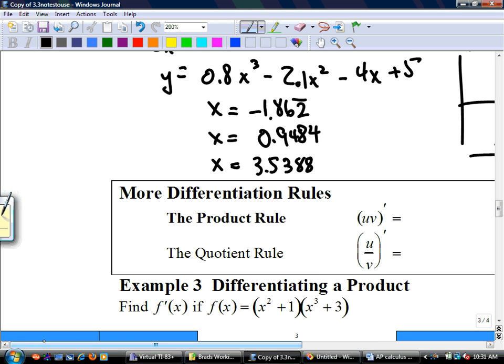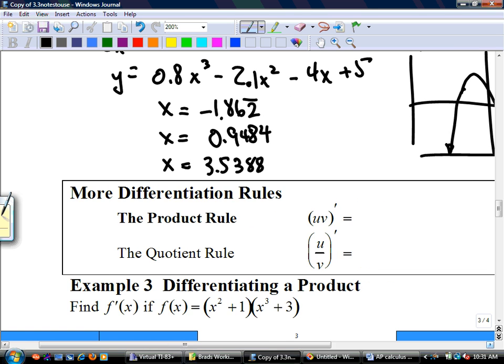More differentiation rules. Okay, so the product rule. You got to be careful here. When you have two functions being multiplied together, it is not the derivative of one times the derivative of the other. It goes like this. It's almost like the distributive property, really weird like. The derivative of the first function times the second plus the derivative of the second function times the first. Or for short, u prime v. Derivative of the first function, or the first bracket, times the second bracket, plus the derivative of the second bracket times the first bracket.